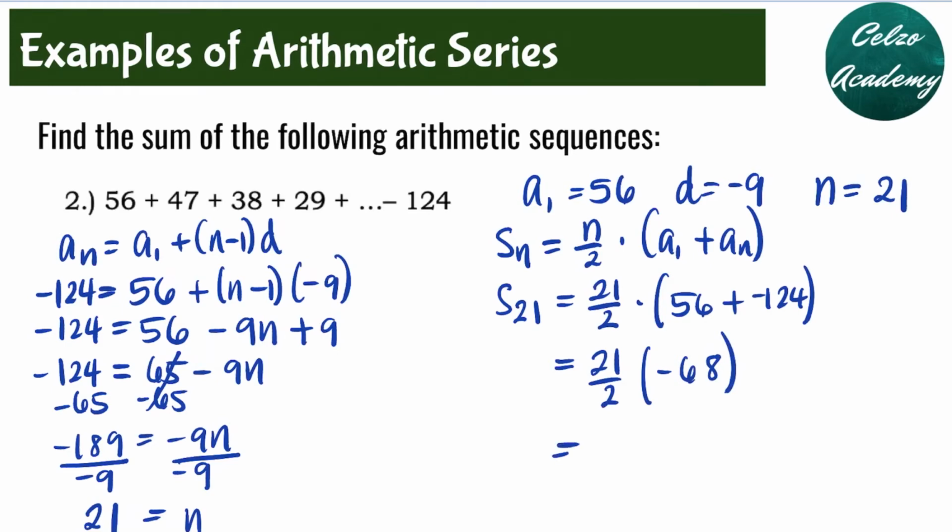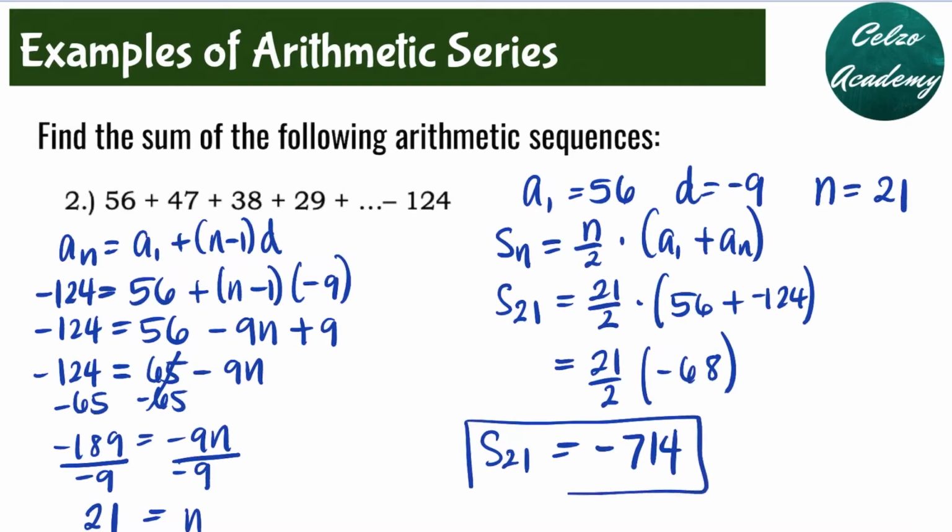Simplifying this further, we have 21 times negative 68, and then divide by 2. That gives us negative 714. This is the sum of the 21 terms in this arithmetic series.